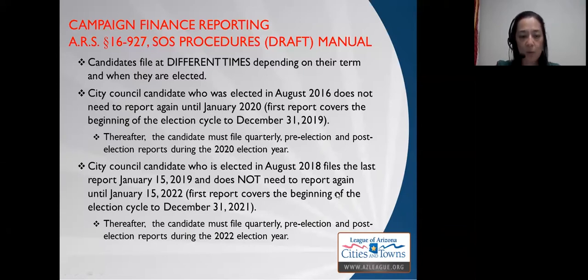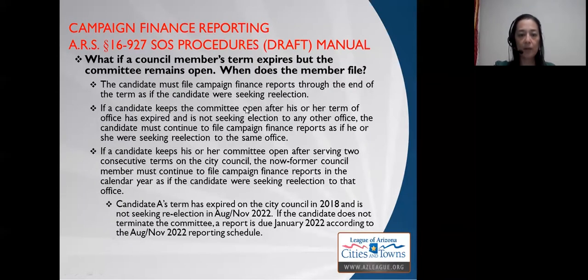I have another question: what about a candidate committee where the candidate was not elected? Does the reporting change? No, they're in their election cycle, and unless they terminate, they're still responsible for those reports in their election cycle. And actually, we'll talk a little bit more about a couple of scenarios here.